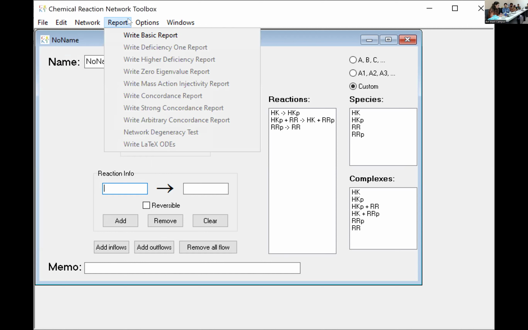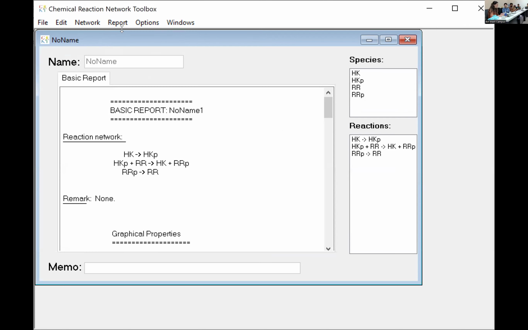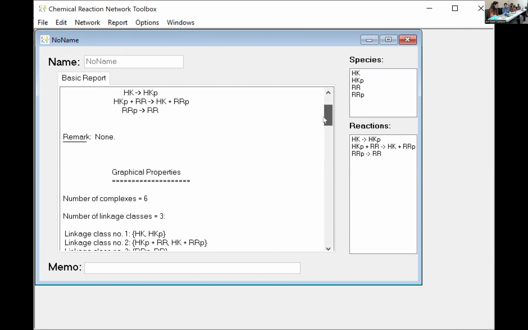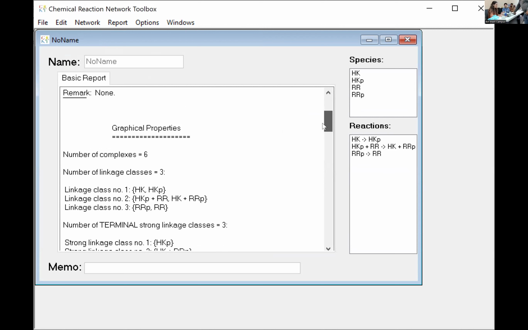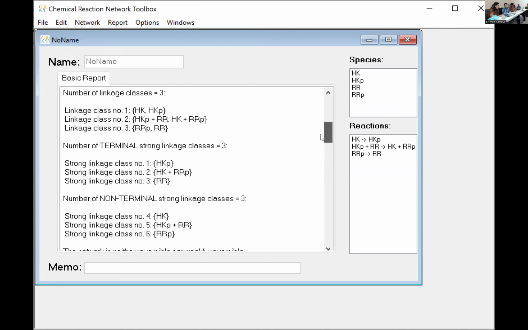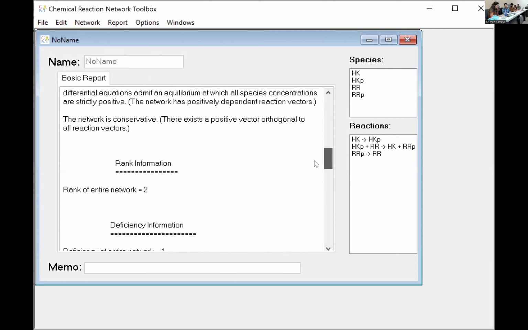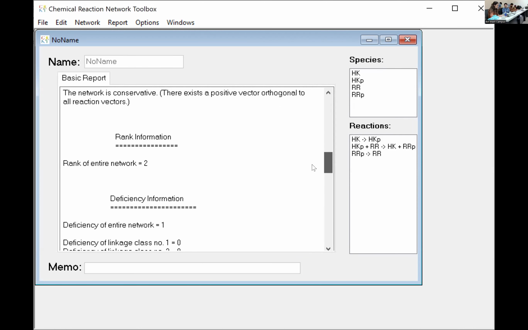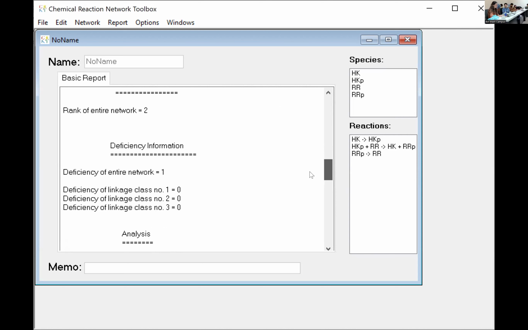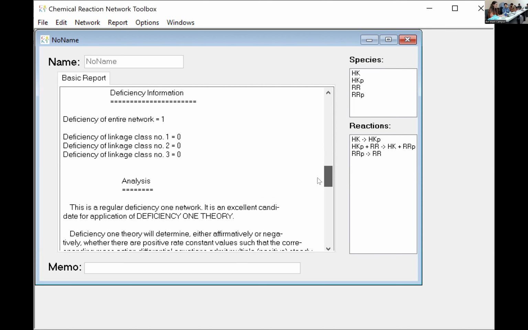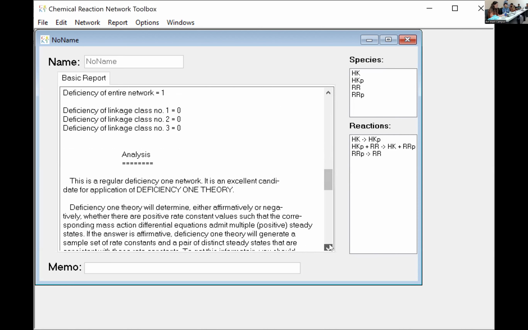Well, I don't think I even need to save. I can ask for a report. And first of all, I ask for a basic report. And a basic report has the following. It gives me the network. It tells me the number of complexes, the number of linkage classes. I remind you this was the number of connected components of the graph. Terminal linkage classes, this is things we have not covered in the course, but if you're interested, there are references here also. The rank of the network is 2. It computes the deficiency. So the deficiency is 1.